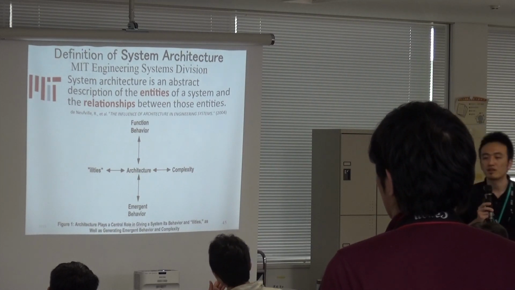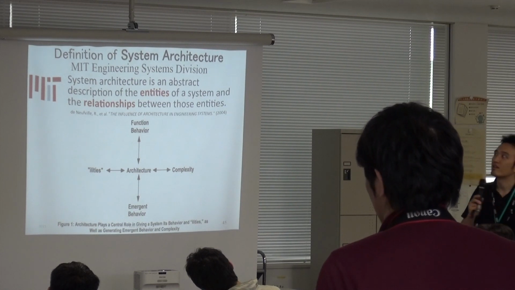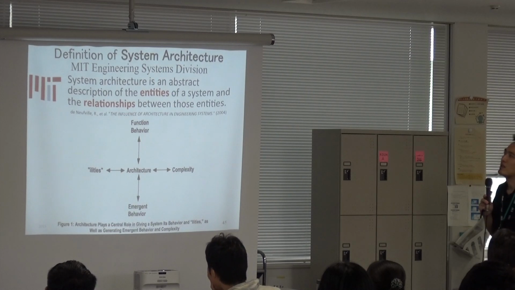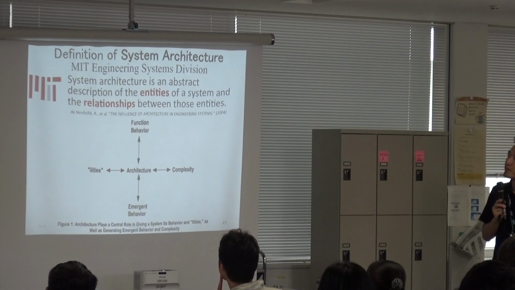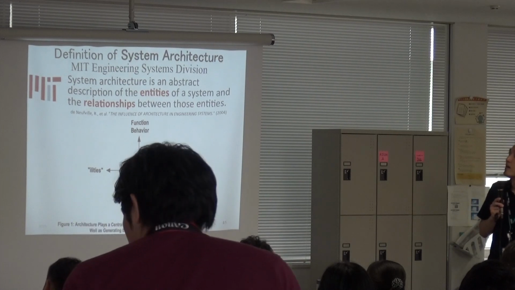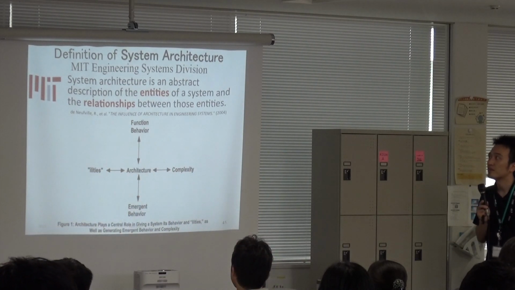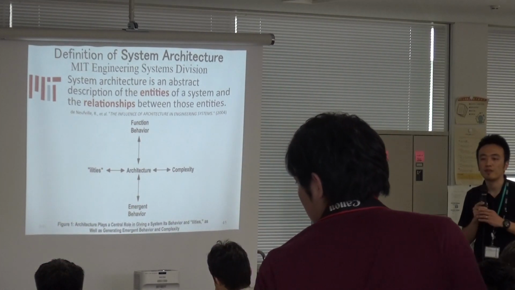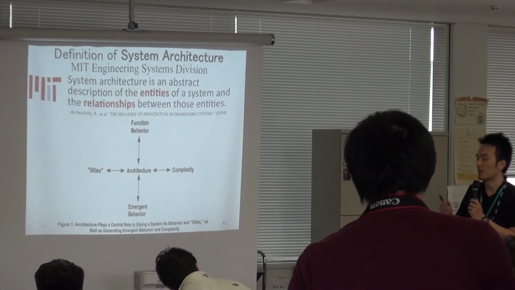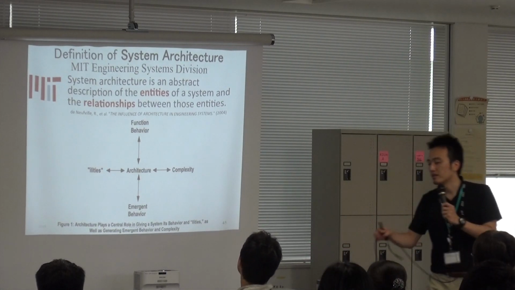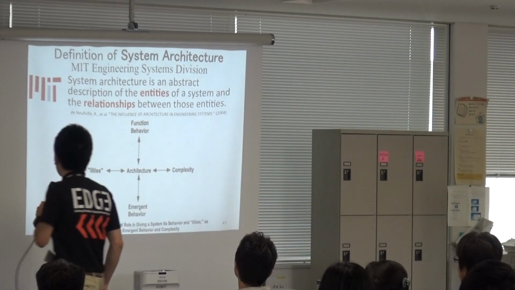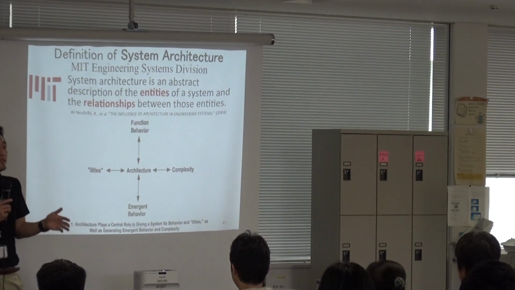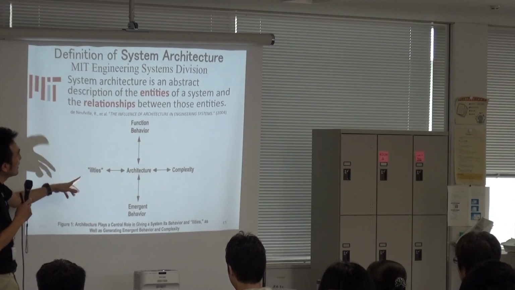We have a very close relationship with the MIT Engineering Systems Division, called ESD. Their definition is this: system architecture is an abstract description of the entities of a system and the relationships between those entities. And here's a very interesting thing about the system architecture they describe in their book, or actually PDF. If you type in this, you can download their PDF. It's quite interesting. If you're interested, please take a look.